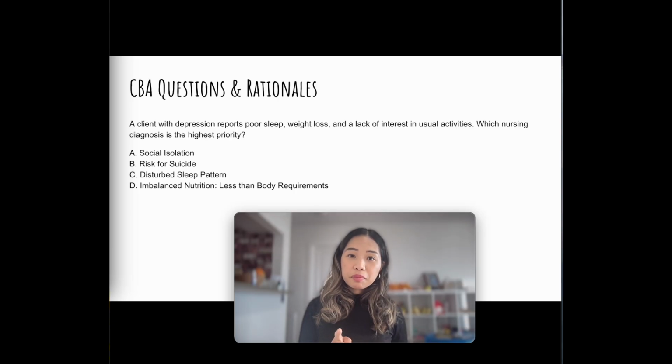So here's a test tip for you. When safety is mentioned or implied when you are talking to your patient, it usually takes the highest priority in mental health or also in pediatrics. So think about what could result in harm and then address that first.